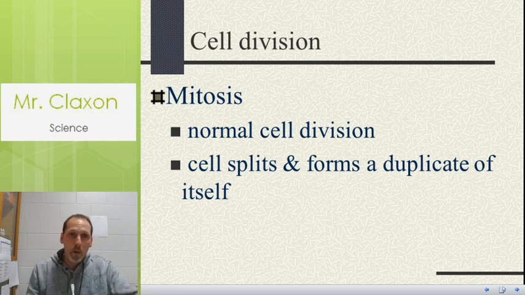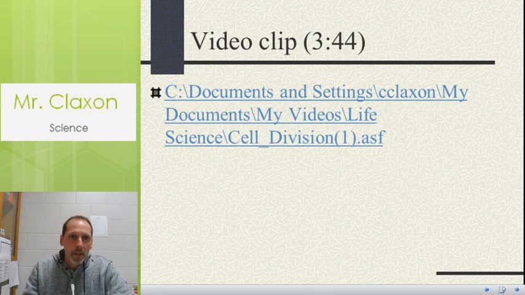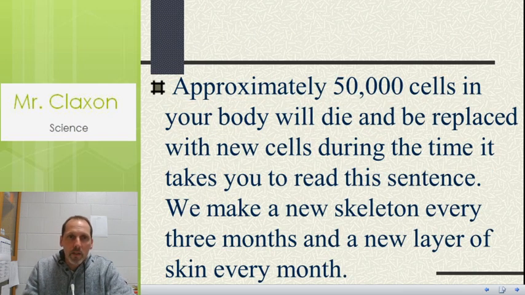And this is what it says, normal cell division. So cells will divide and they form a copy. And this is often how your cells get replaced. So skin cells, bone cells, they end up living a period of time and they need to be replaced. So they will divide. And that's really how that happens. We watched a video on this, so you probably saw that. And it's kind of an amazing fact. And again, some of you saw this already too. But it says approximately 50,000 cells in your body will die and be replaced with new cells during the time it takes to read this sentence.